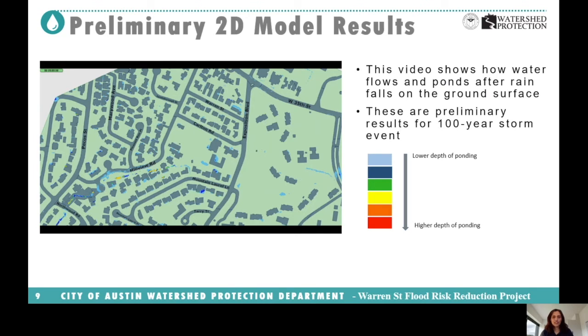One thing to notice once the video starts: the lighter shades of blue represent the lowest depth of flooding on the surface, and as you can see in the right side legend, blue, green, yellow, orange, and red, in that sequence, mean the depth of water is higher and higher. Also, once the rain starts, the water starts slowly ponding, and once the storm passes by, the ponded water slowly recedes. So you will see all of that here in this video.